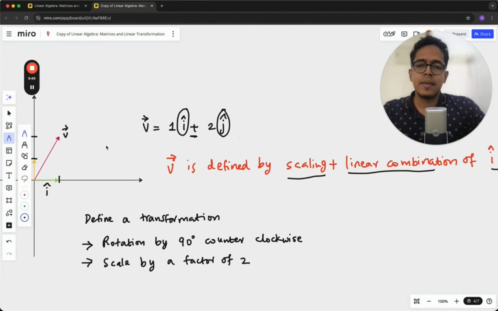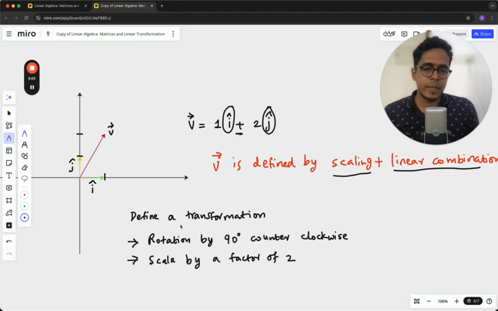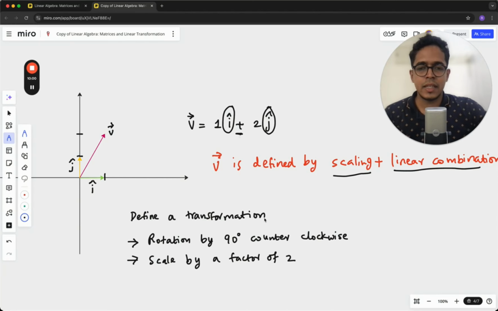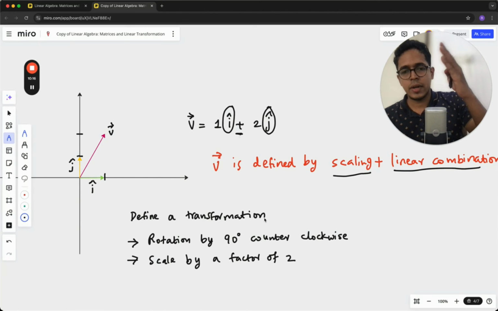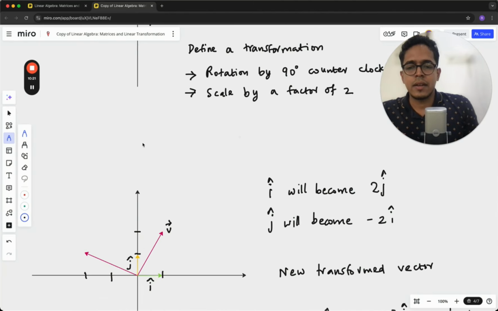So let us define a very simple transformation. Let's say the transformation involves 2 steps. First is rotation by 90 degrees counterclockwise. So whatever vector is present in this transformation will be rotated by 90 degrees counterclockwise. And also as part of the transformation, the same vector will be simultaneously scaled up by a factor of 2. So the size of the vector doubles, but the vector itself will get rotated by 90 degrees. So we can see what happens to this particular vector under such a transformation.